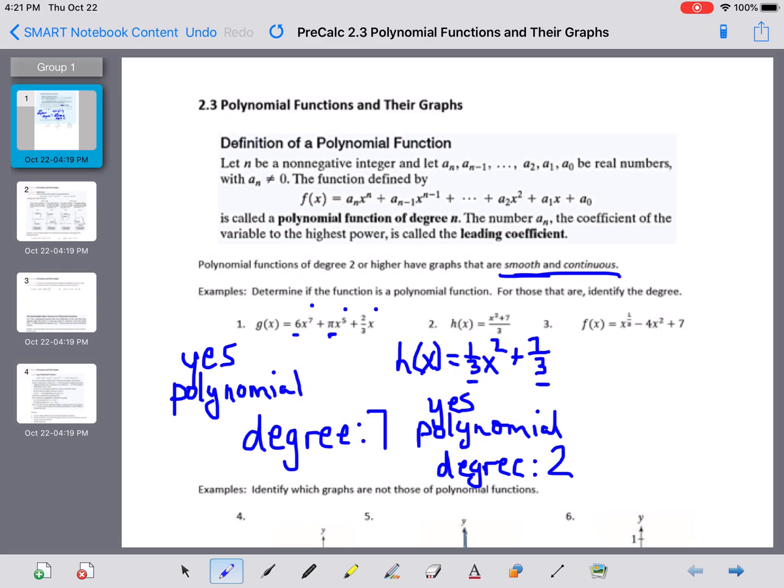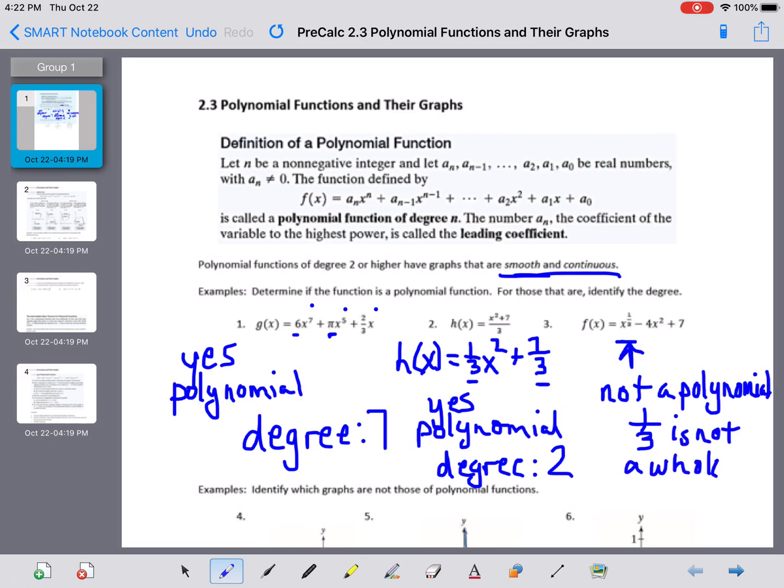All right, on 3, is this a polynomial? I have f of x equals x to the 1/3 minus 4x squared plus 7. Is that a polynomial? No. Okay, this is not a polynomial. And the reason it's not is we see that 1/3. And 1/3 is not a whole number, and you have to have a whole number to be able to do that, okay?